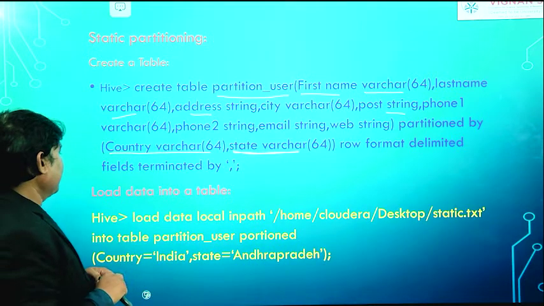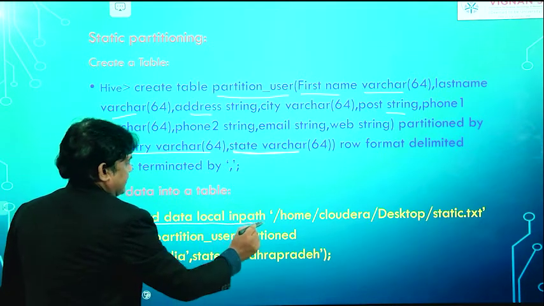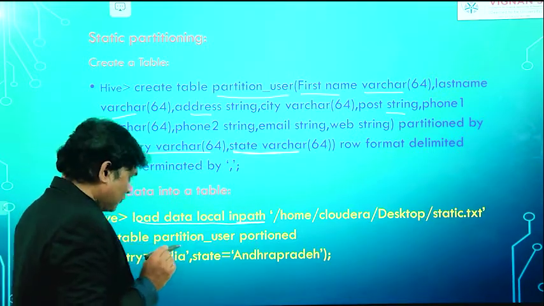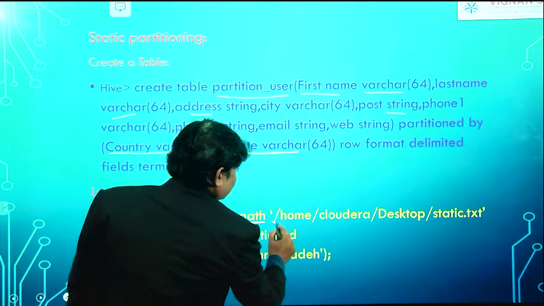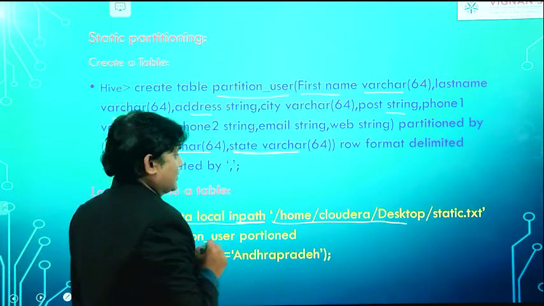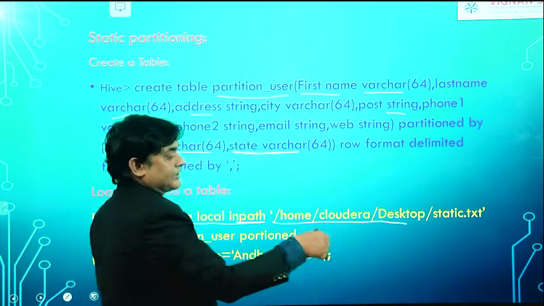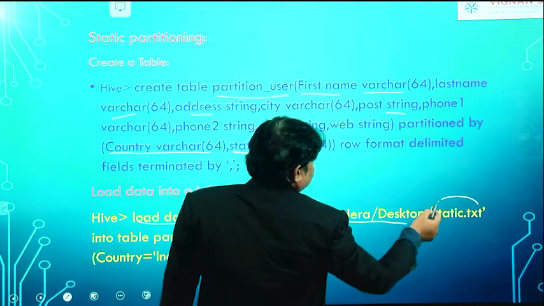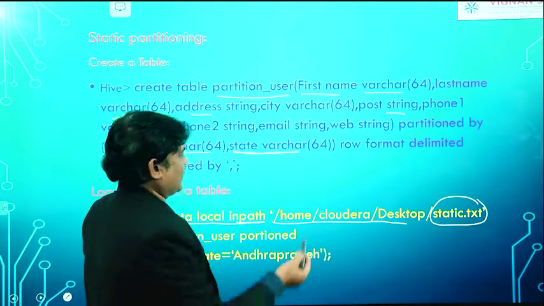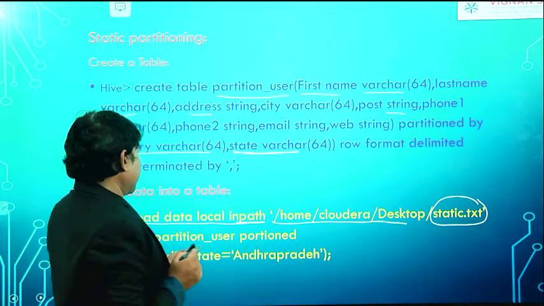So how can we do loading here? Load data local inpath, because you are loading data from where? From the local file system. From the local file system we are going to load the data, and here we have to mention the location from which the data will be loaded. That is home/cloudera, the data will be available on the desktop. And what is the name of the file? Static.txt. You can give any file name, it is your wish. I gave the file name as static.txt, into table partitions user.